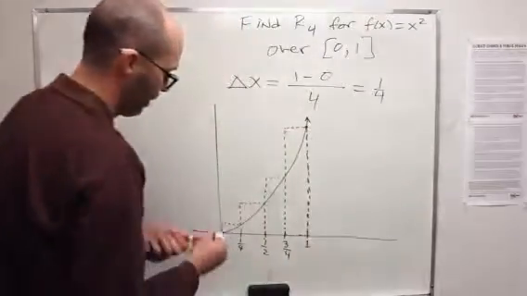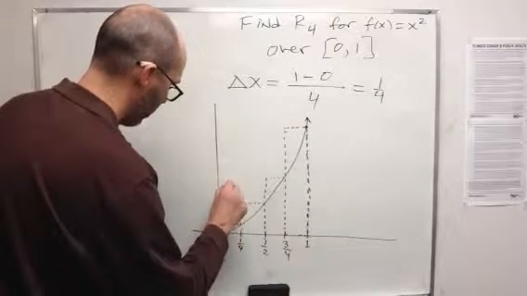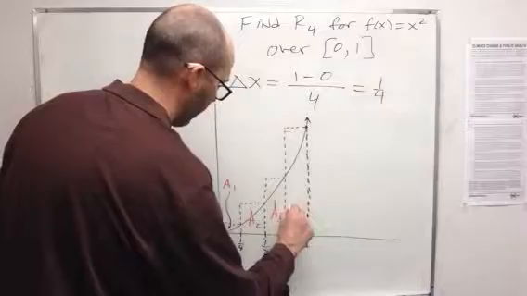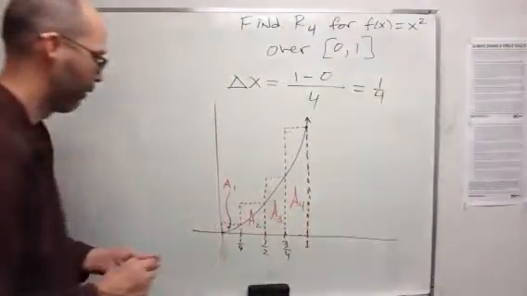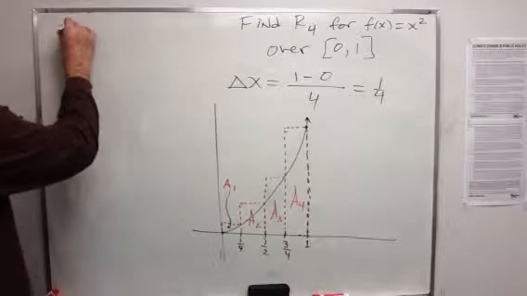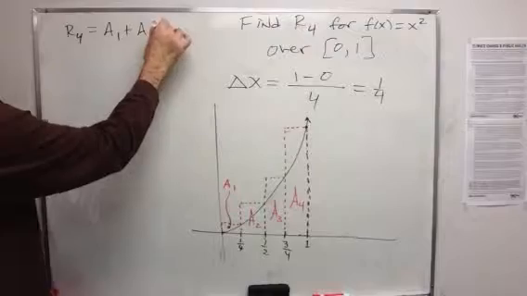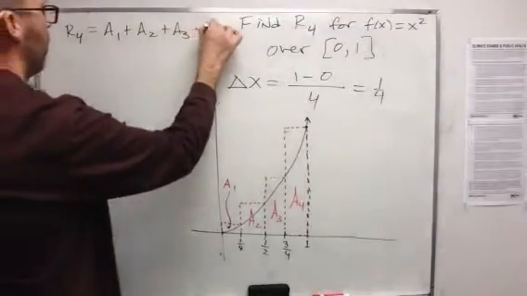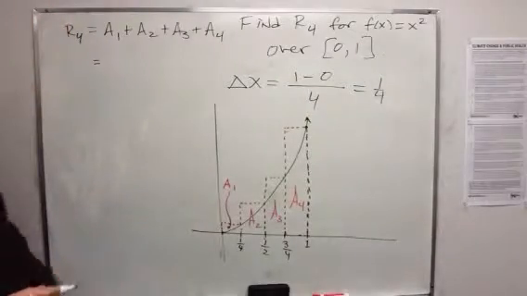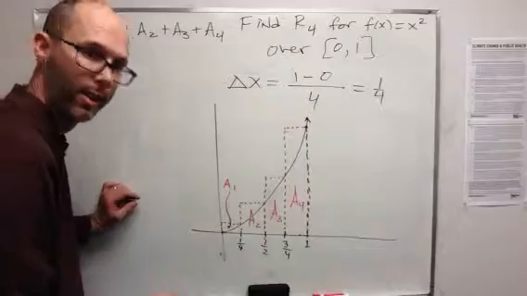We can give them names. Let's call them area 1, area 2, area 3, and area 4. R4 is just area 1 added to area 2 plus area 3 plus area 4. So let's find area 1. Remember, area of a rectangle is length times width.